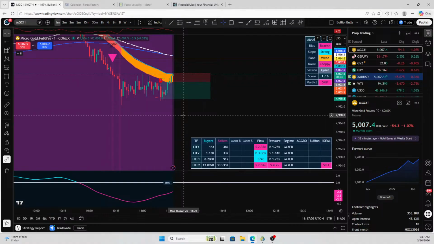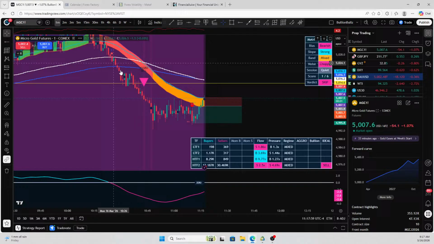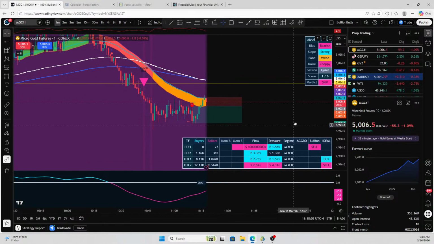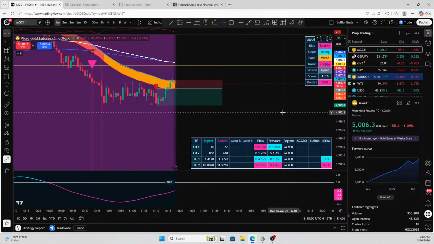So right now, it's better to just wait rather than taking any trades. And yeah, if there was no news event, I would have taken this. I would have tried to plan a trade here. But since there is a news event, it's a low probability environment. I don't want to be taking any trades.